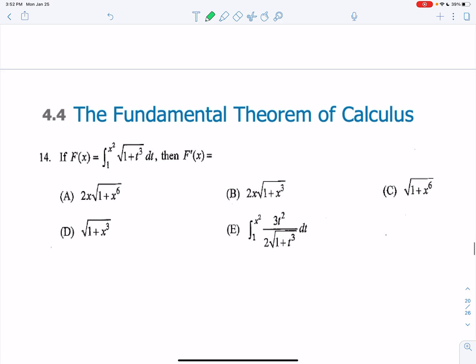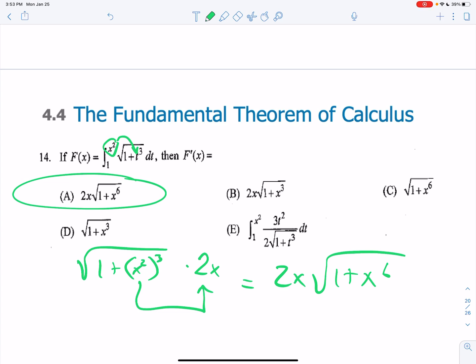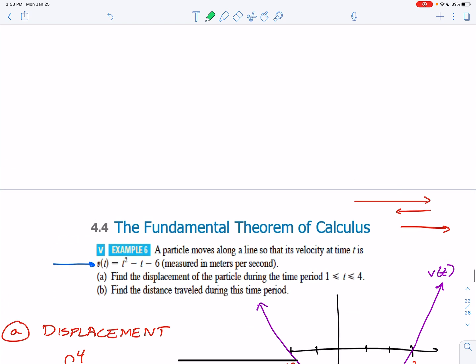So, here's one. Try this one here. Press play when you're ready. Okay, so your f is an integral. They're asking for f prime, so this is FTC1. So we take x squared and we plug it in here. So that's going to be the square root of 1 plus x squared cubed. But we also have to consider the derivative of what we plugged in, which is going to be 2x. So if you clean that up, you should get 2x square root of 1 plus x to the 6, which is A. Okay? That's it. Yeah, that's it for today.